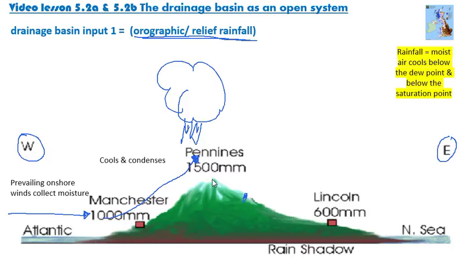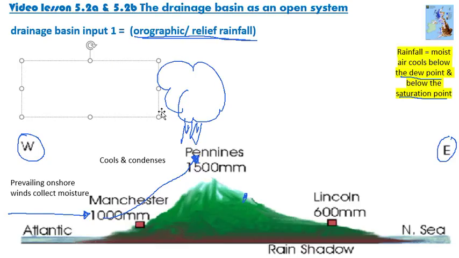And one thing to bear in mind is a kind of prerequisite to get any kind of rainfall. You basically need moist air to cool below the dew point and below the saturation point. Now the easiest way for that to happen is if air's forced to rise. So just think, what causes air to rise? Well, the first thing is the land.